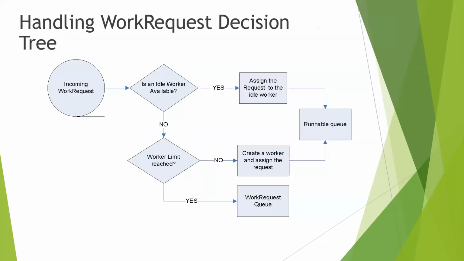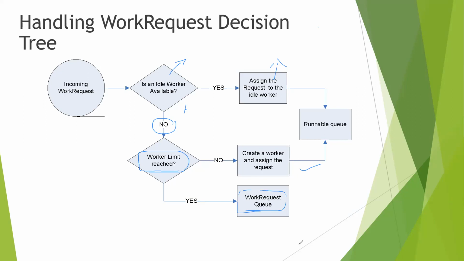And this is how the worker request handling decision works. Let's say you have an incoming request. It will check whether an idle worker is available or not. If an idle worker is available, it sends the request to the worker and proceeds with execution. If the worker is not available, it checks whether the worker limit has been reached. If the worker limit has not been reached, then a worker will be created and assigned to a specific task or request. Or if the worker limit has been reached, then the work will be in the queue.